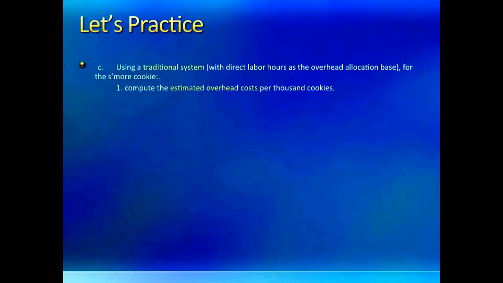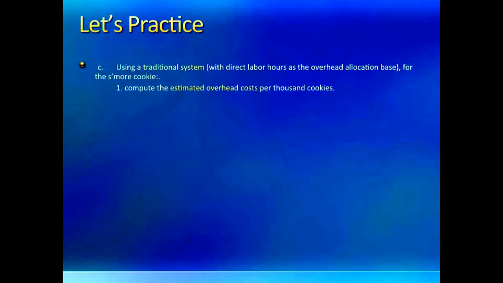This slide repeats the two questions we answered for ABC system, but this time questions are about the traditional system. Part C1 wants to know the overhead that would be assigned to product S under the traditional system of using only direct labor hours as the allocation base. This one we know well.